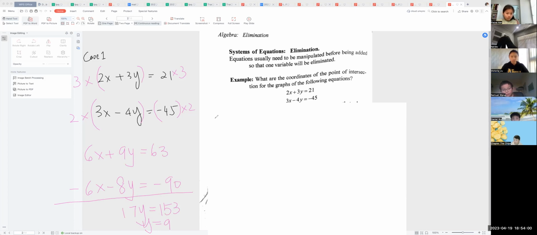Okay, so now how to get x? We put y into the original one. So 2x plus 3 times 9 equals 21. So 2x equals 21 minus 27. 2x equals negative 6. X equals negative 3. Get it? Okay, so that is method 1. So how about method 2?